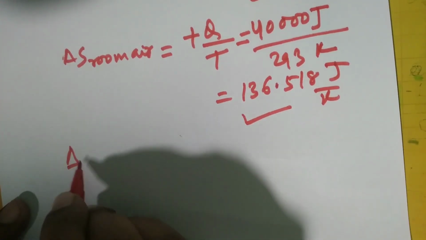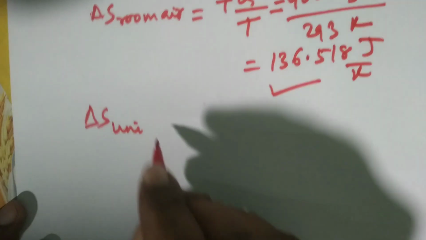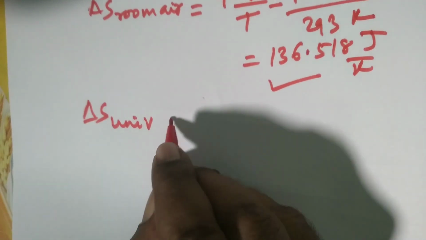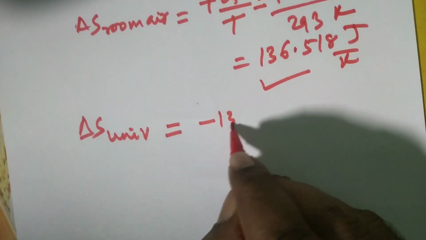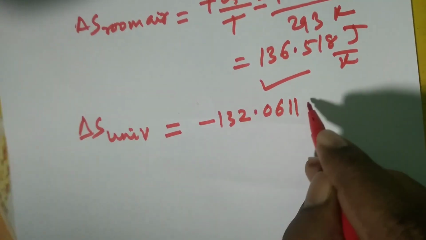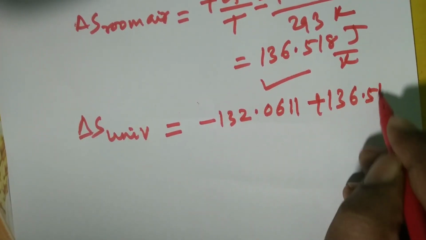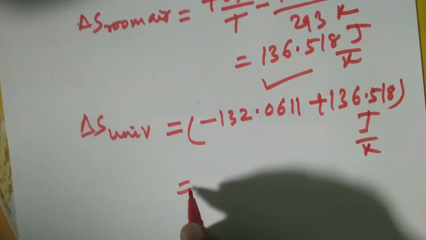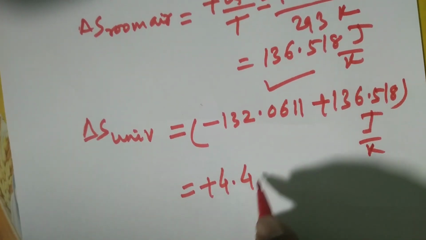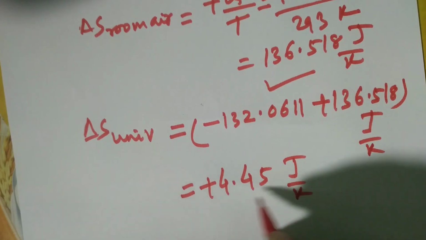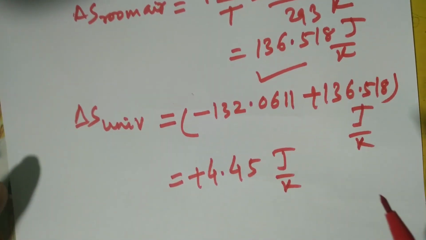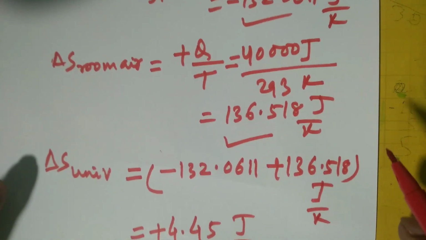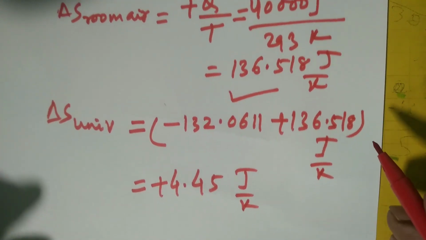So delta S universe consists of these two parts. Delta S universe is equal to minus 132.0611 plus 136.518 joule per Kelvin. This is equal to 4.45 joule per Kelvin. And you know that when delta S universe is greater than 0, it is an irreversible process.